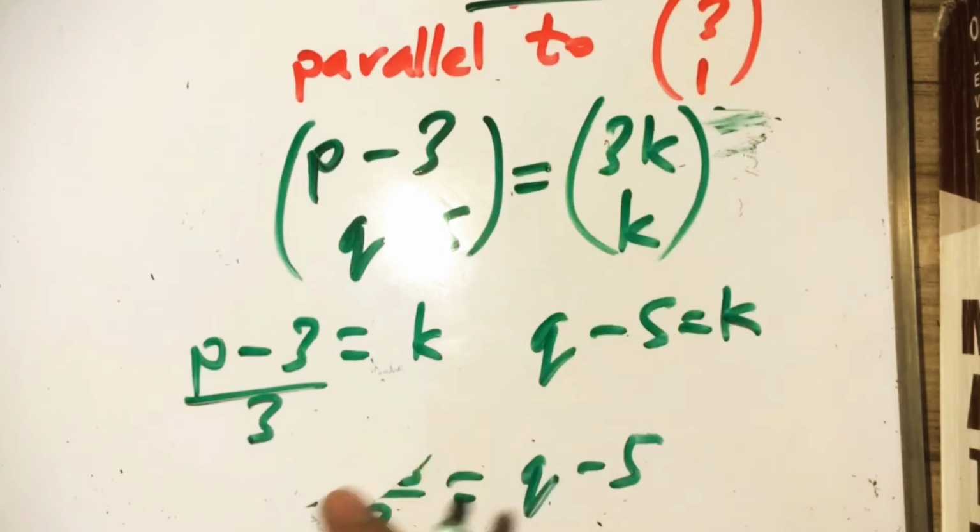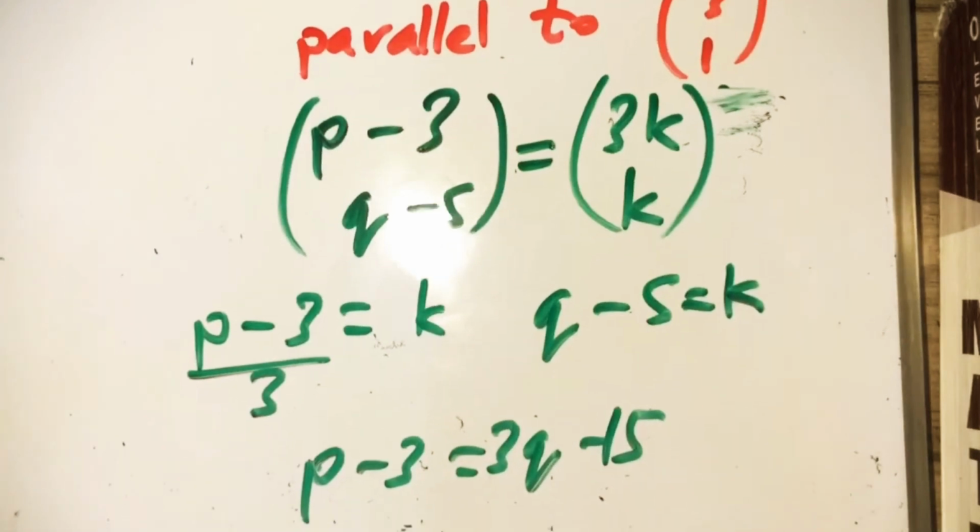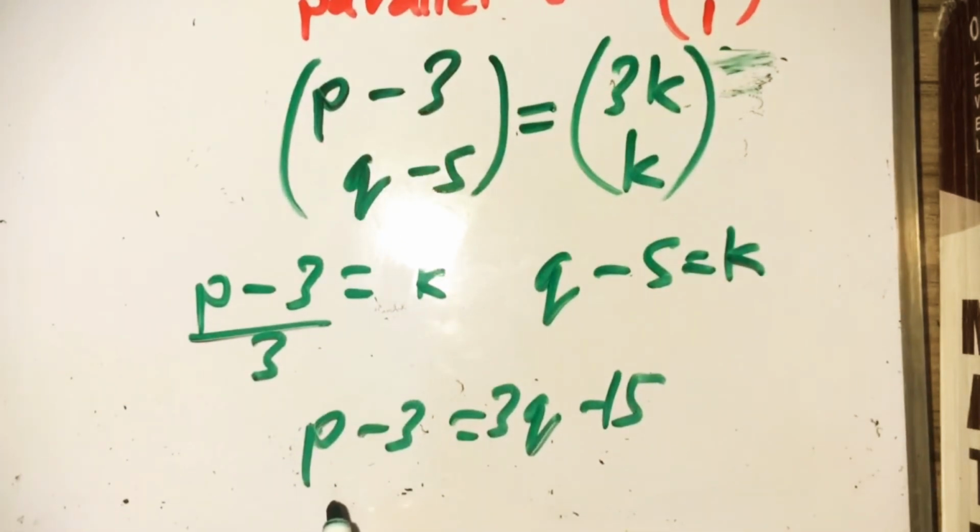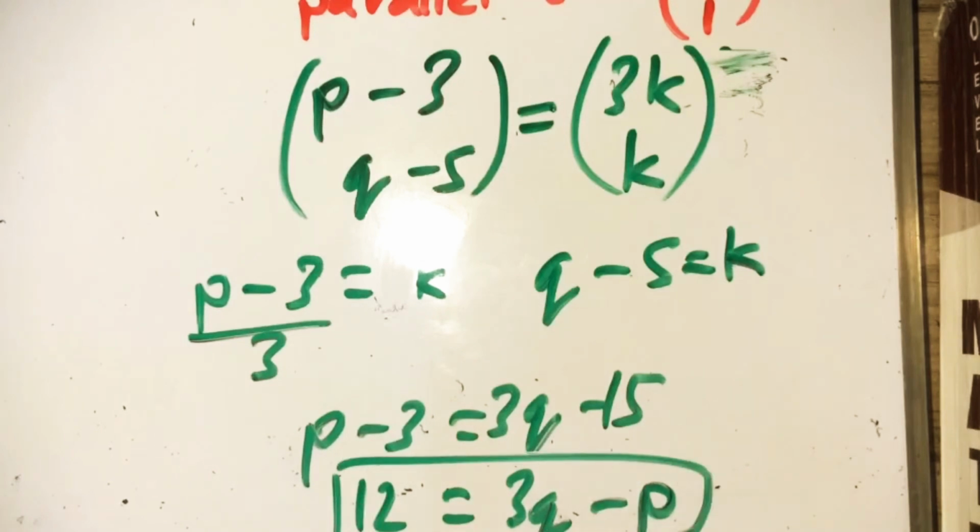Shifting 3 over there, 3Q minus 15. So shifting 15 over here, this becomes 12 equals 3Q minus P. That is the answer of the first part.